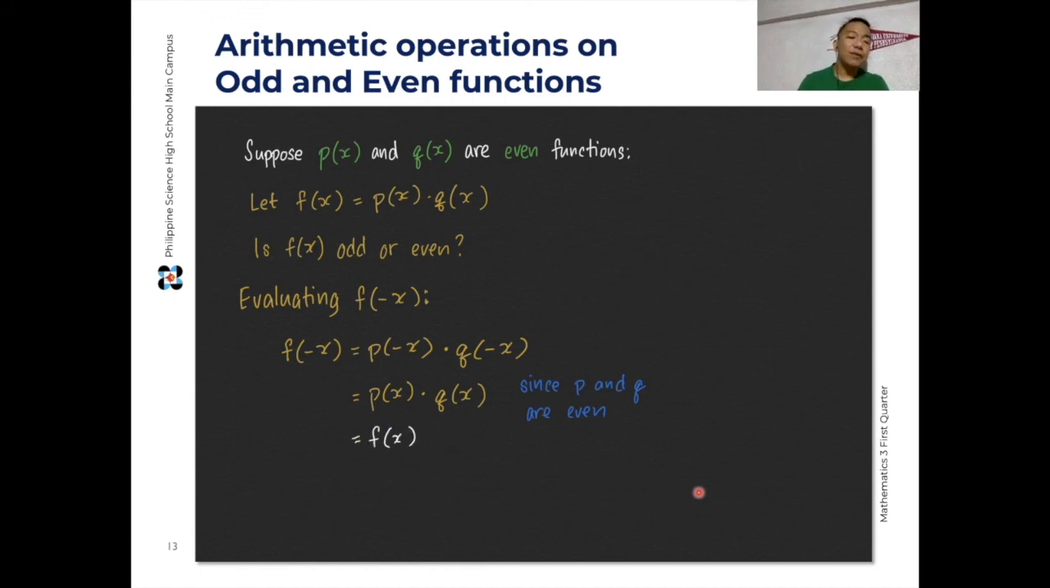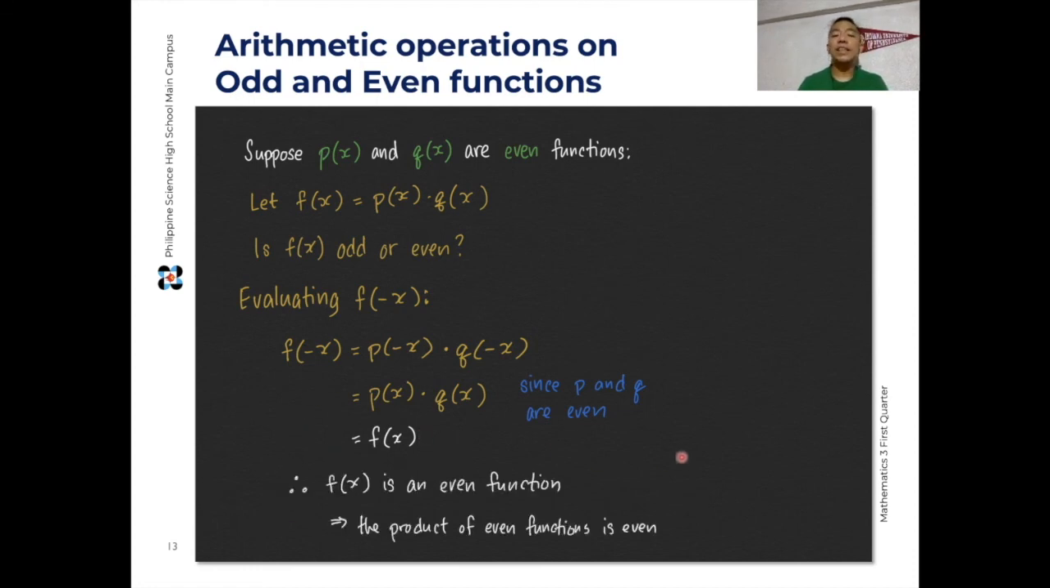So since f of negative x remains f of x, then we could say that this function is an even function. And since wala naman tayong in-specify kung anong klaseng even function siya, totoo to for all even functions. The product of two even functions is even.